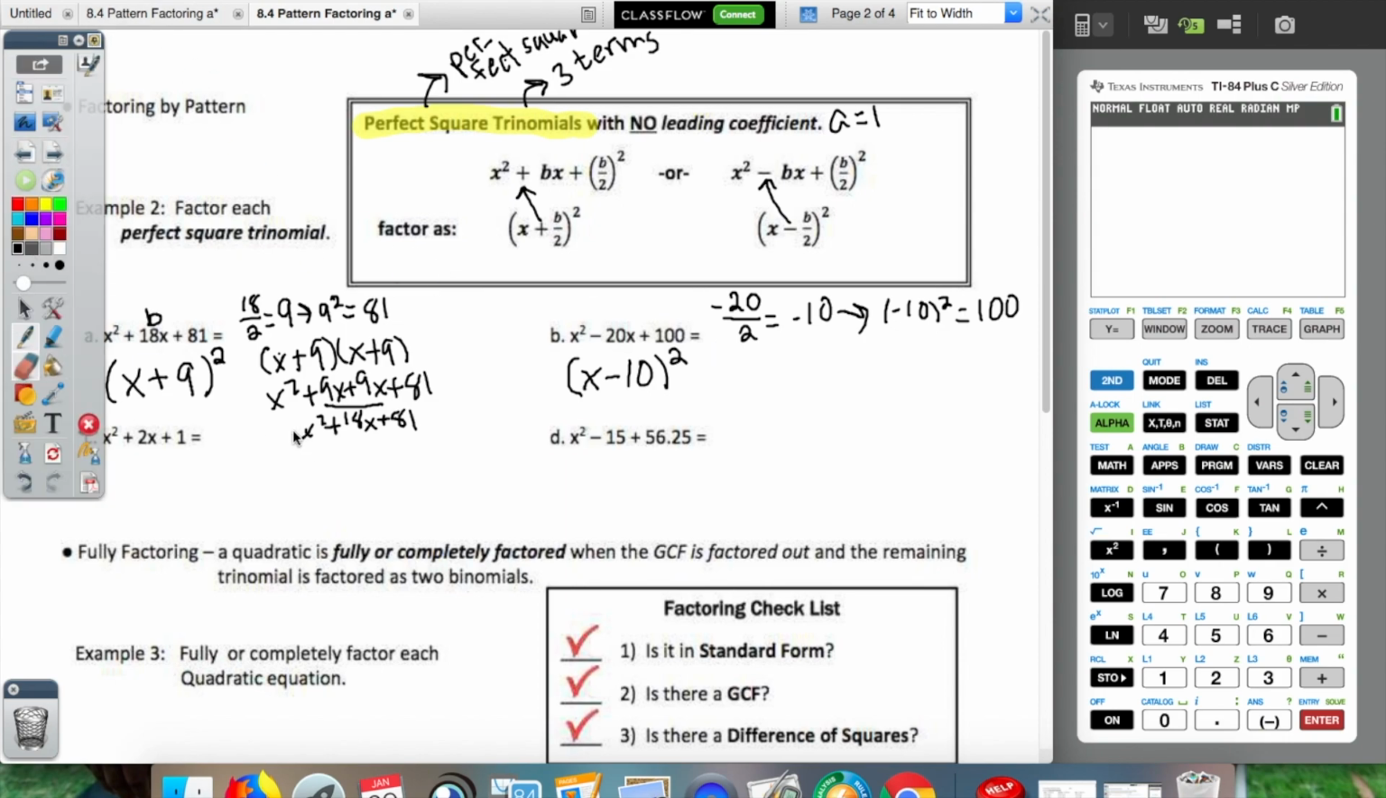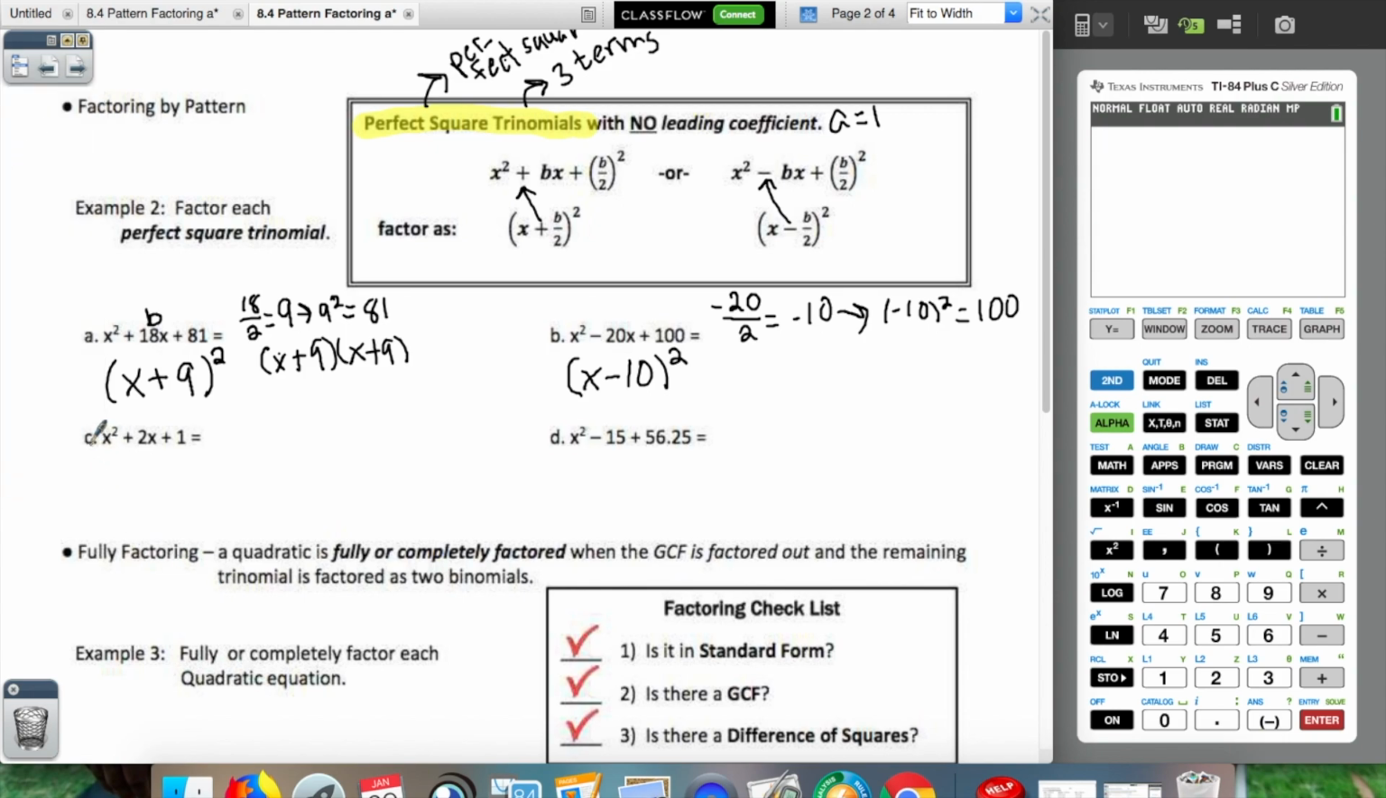So one way to always kind of check this out, I'm erasing some of this so I have room, is we can also just do this. Let's take the square root of the first. So what's the square root of x squared? Well, that's x. And what's the square root of the last? Well, that's 1. So we'll do x and 1, and then we'll just take the sign in the middle, which is plus, and square it. So that will leave us with x plus 1 squared.